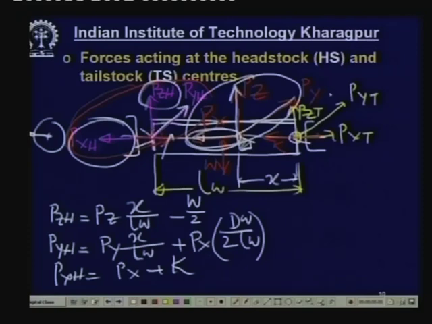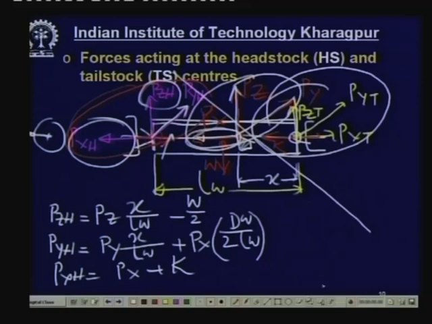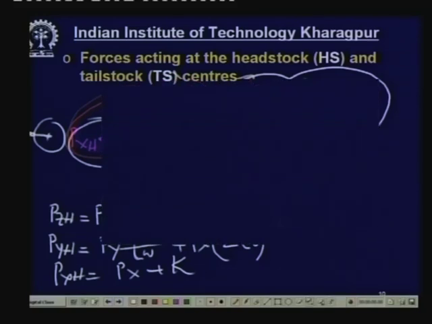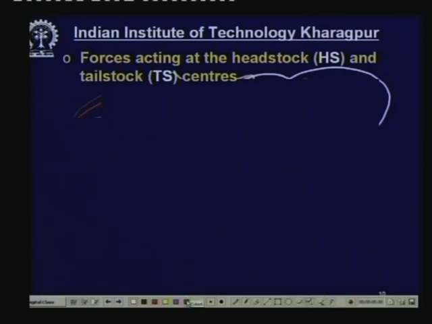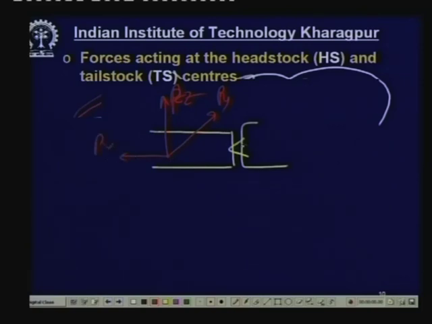Now, similarly, find out the forces at the tailstock. This is the job and this is the tailstock. Now, these are the forces we showed. Suppose this is PZ, and this is PY, and this is PX. We have to determine now the forces PZT, PYT, and PXT. And this distance is x and the total length of the job is LW.